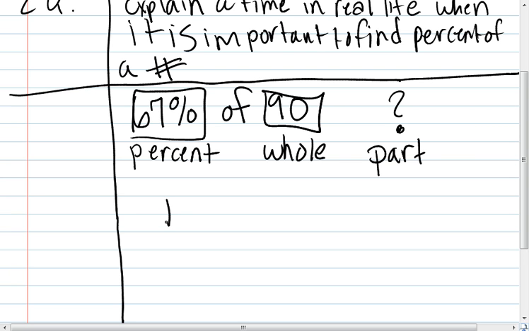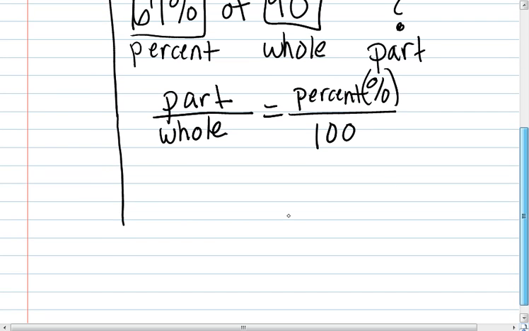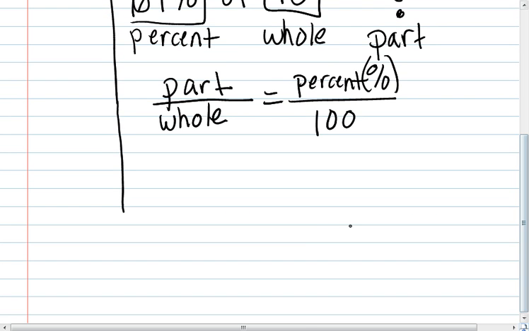Now your formula is part over whole equals percent over 100, and you will use this formula over and over all week, so commit it to memory. Part over whole equals percent over 100. Part over whole equals percent over 100. I'd say it 3 times right now.